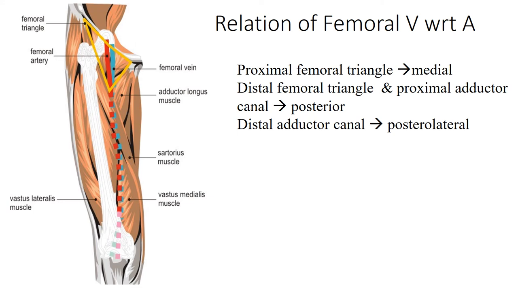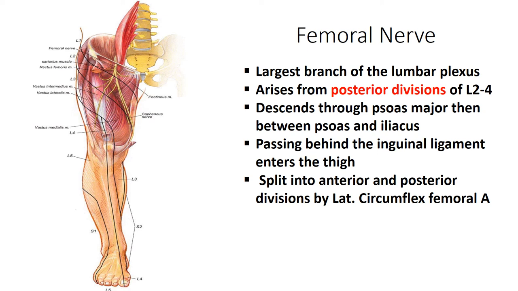And in the distal portion, now it is lying posterolaterally. As we know, when it moves through the adductor hiatus, it is now known as the popliteal vein. And the popliteal vein in the popliteal fossa will lie lateral to the artery. So that is the changing relationship of the femoral vein with respect to the femoral artery. Next we will discuss the femoral nerve.